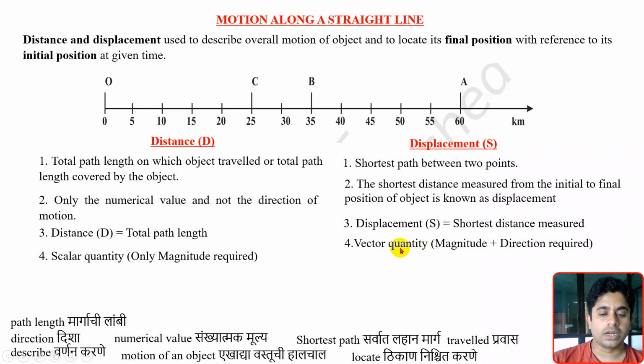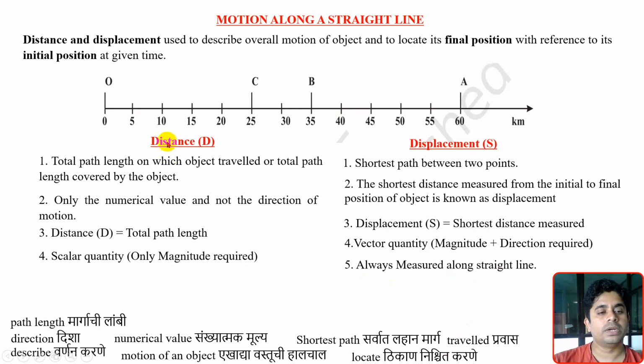Again, displacement is a vector quantity. For displacement, we have to mention both magnitude and direction. And one of the most important things about displacement is that, as we are measuring the shortest distance, that shortest distance is measured along a straight line. This is a very important point.